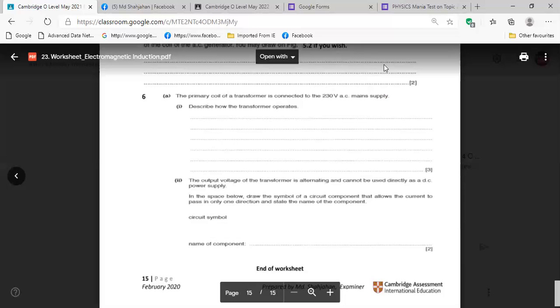Actually, in a transformer we are not getting the same voltage, right? We are getting induced voltage, or induced EMF. So we can change this voltage. This is the main task of a transformer. So we will just say that we can control the induced EMF produced by the number of coils in the secondary. Yes, this is the main task of our transformer.